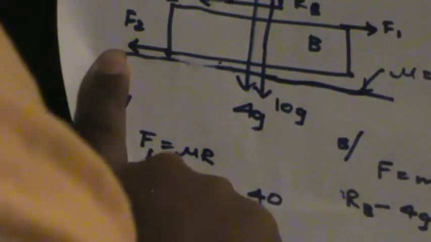So for B, this object, F1 is acting in this direction. If we calculated F1 to be 10 newtons, then 10 newtons is acting in this direction, and F2 is acting on the other direction, which is opposite to this direction. So F2 I calculated as 35 newtons, so this is 35 newtons. Alright, so this is as follows.